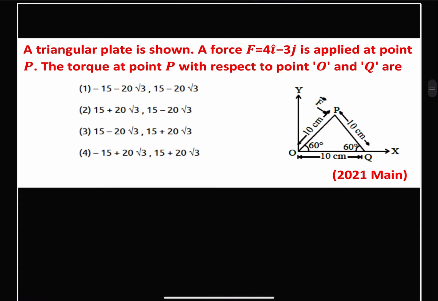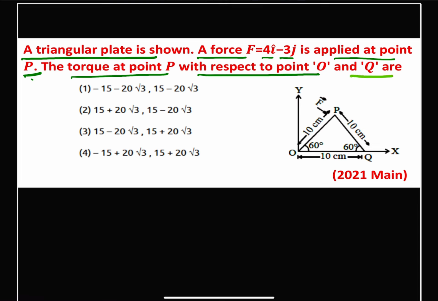It states that a triangular plate as shown, a force F = 4i minus 3j is applied at a point P. The torque at point P with respect to point O and Q are. So basically we are given an equilateral triangle and force is being applied at point P. We have to find out the torque of point P with respect to first O, then with respect to Q.